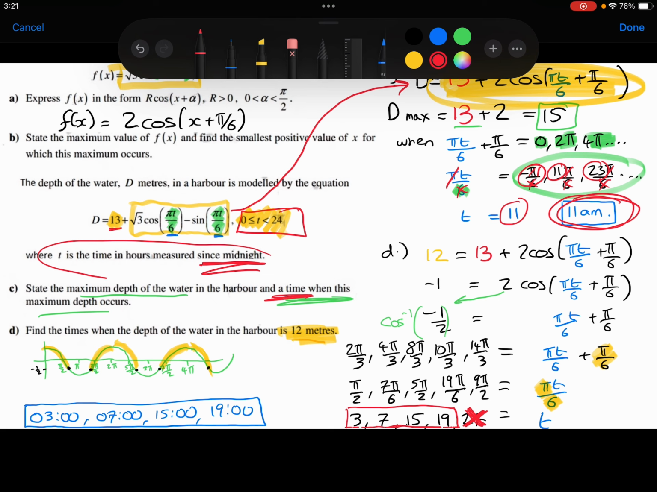Remember that those are the number of hours since midnight. So we have 3 hours after midnight, so 3 in the morning, 7 in the morning, 3 in the afternoon, or 7 in the evening. And those are the 4 times when the depth of the water in the harbour is 12 metres.